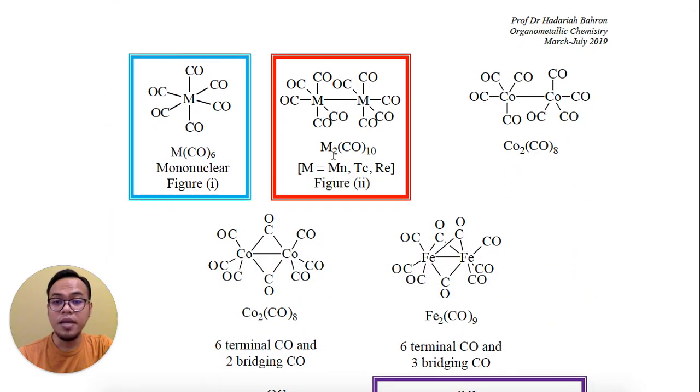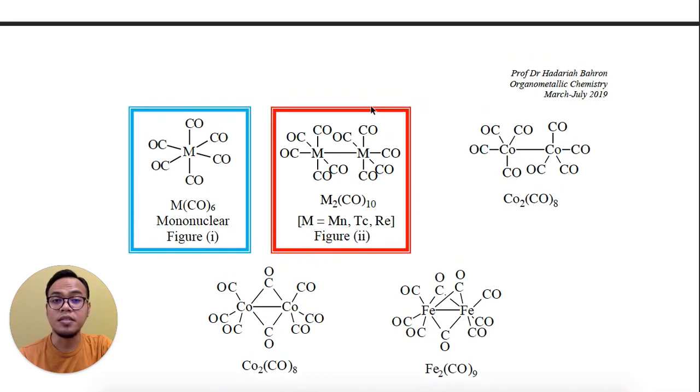So M can be any metal, but in this case, it is rhenium. So 1, 2, 3, 4, 5. So 5 carbonyls attached to one metal. So 1, 2, 3, 4, 5. So 5 ligands also attached to the other metal. So meaning to say, every metal has 5 ligands attached to it.